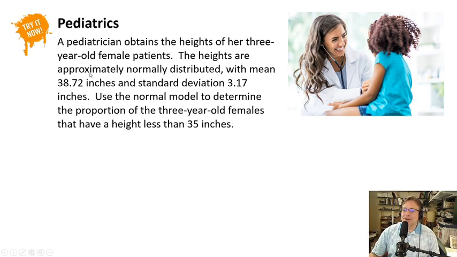The heights are approximately normally distributed, so she's measuring the height of each of these 3-year-old female patients with a mean value of 38.72 inches and a standard deviation of 3.17 inches. Use the normal model to determine the proportion of the 3-year-old females that have a height less than 35 inches. So we're going to use our standard normal distribution to find the proportion of the 3-year-old females that have a height less than 35 inches. Take some time for that.